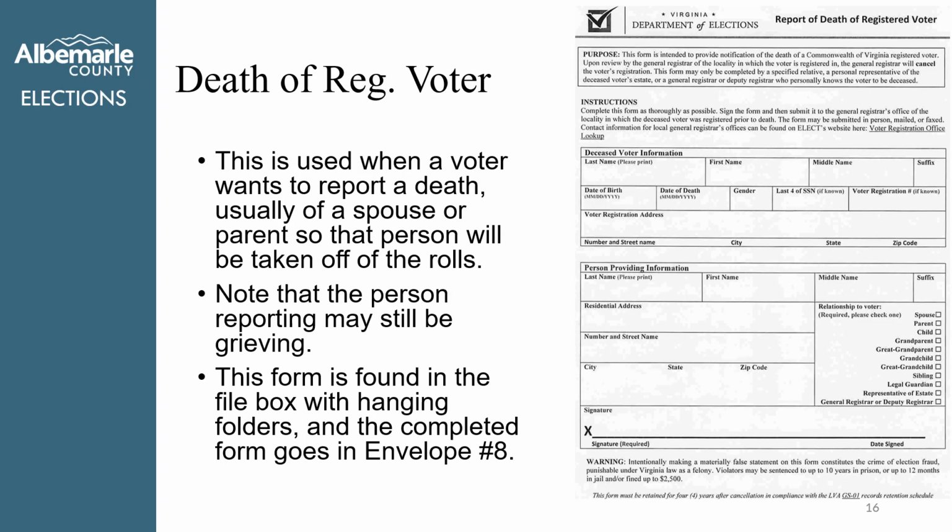The death of a registered voter form is used when a voter wants to report a death, usually of a spouse or a parent, so that that person will be taken off of the rolls. Note that the person reporting may still be grieving, and handle them accordingly. This form is found in the file box with hanging folders, and the completed form goes in envelope number 8.